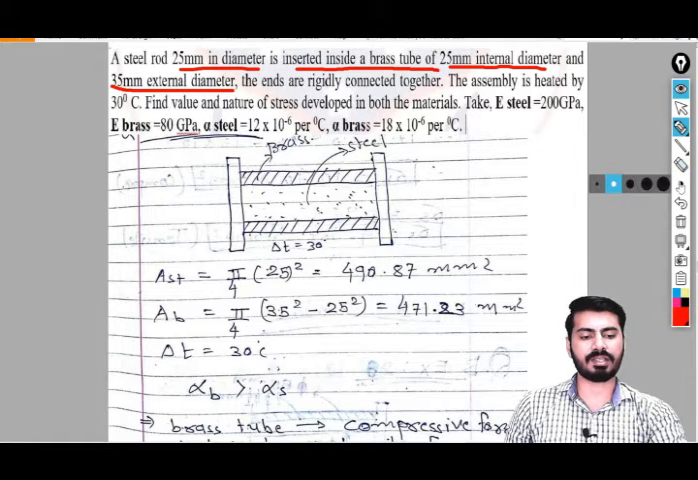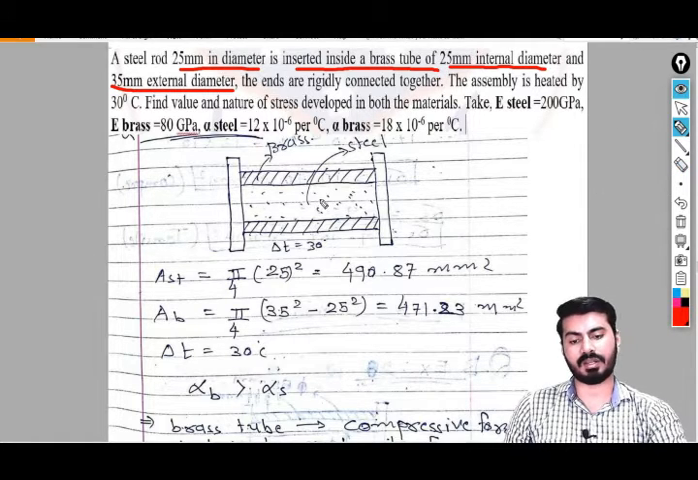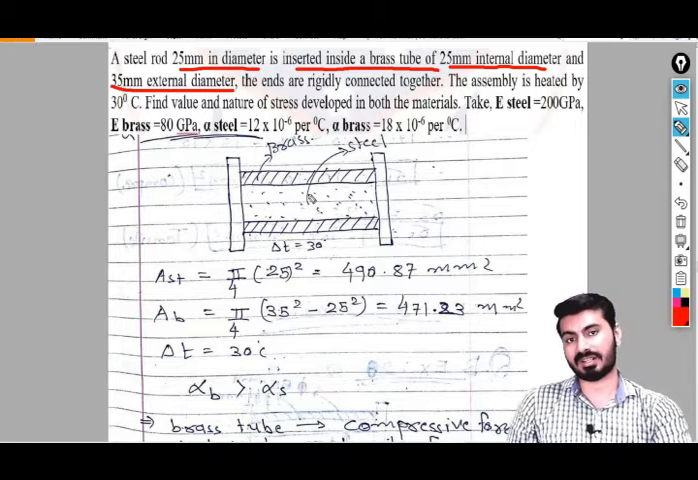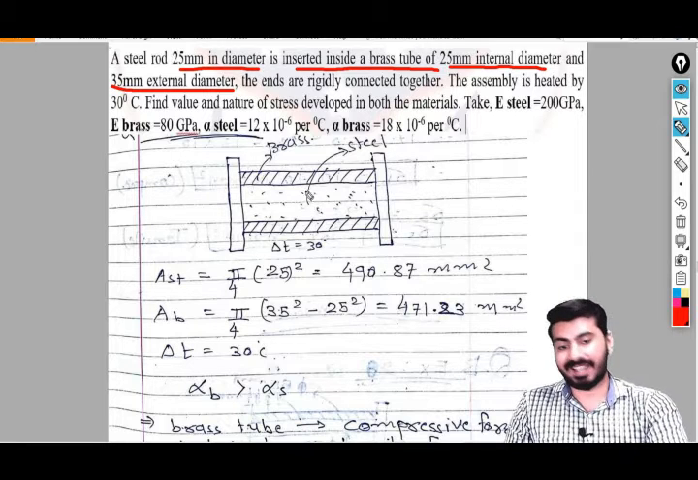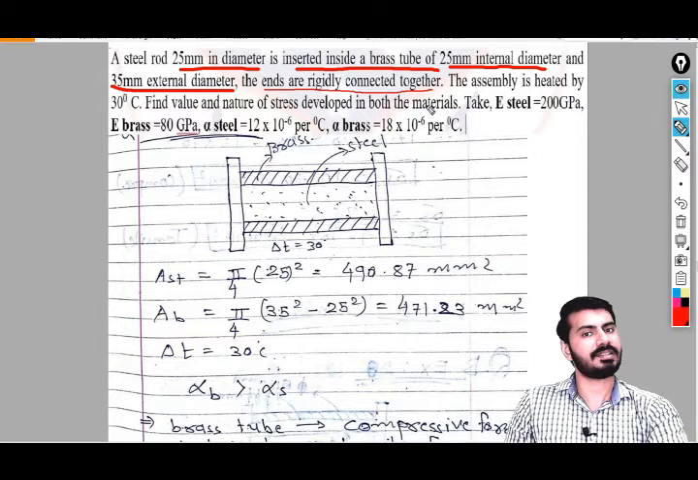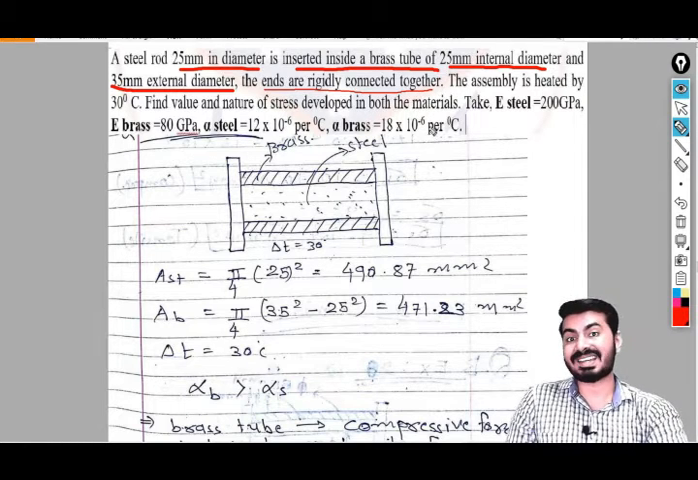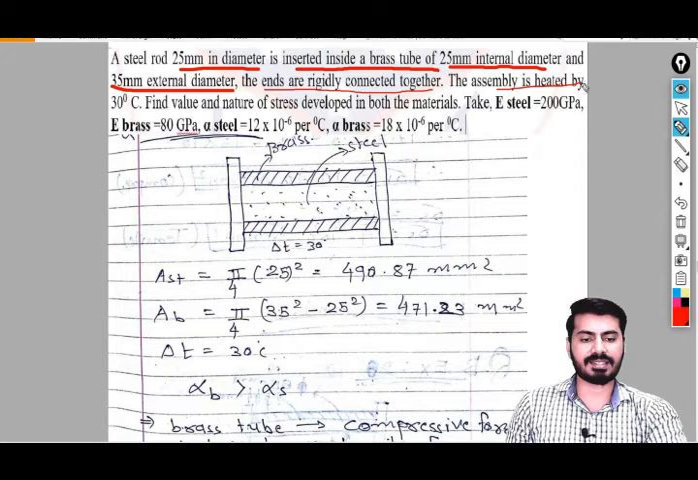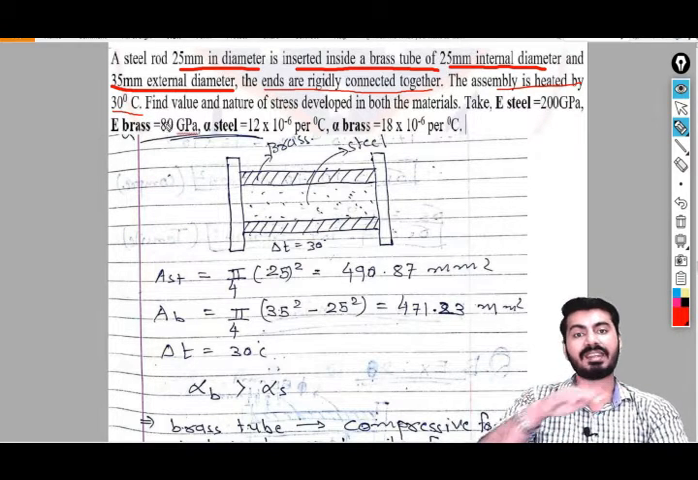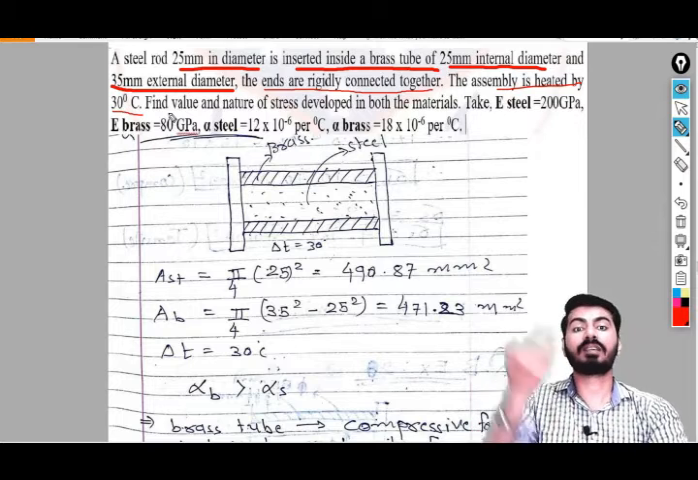So the brass tube has the 25 mm internal diameter, and that is why, as you can see, there will be no gap between the two materials, and we assume that both materials are connected at the ends. The ends are rigidly connected together. So the ends are connected, that's why we can consider it as a composite material. The assembly is heated by 30 degrees. So whatever the temperature right now, it is heated 30 degrees more.